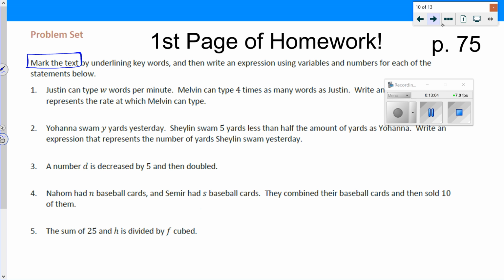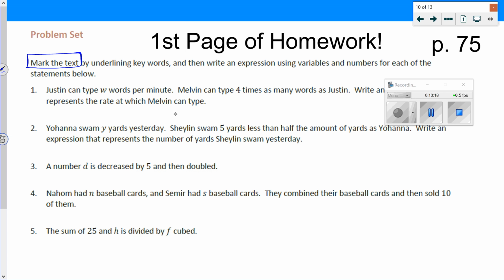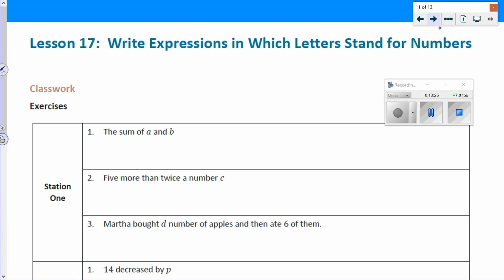Then you're okay. Okay, here's your first page of homework. Note the first thing in the directions. Mark the text. If you don't mark the text, I finally have direct permission to take points away from you guys because it's in the directions. So mark the text, write an expression using variables. Pretty easy. You guys are supposed to have 10 minutes to do this. Unfortunately, we have 6 minutes left in class, so I'll split the time. You guys get 3, and then I'll take 3 to show you the answers.